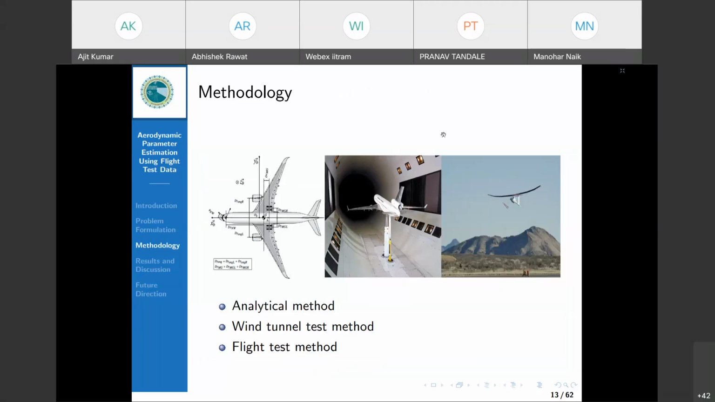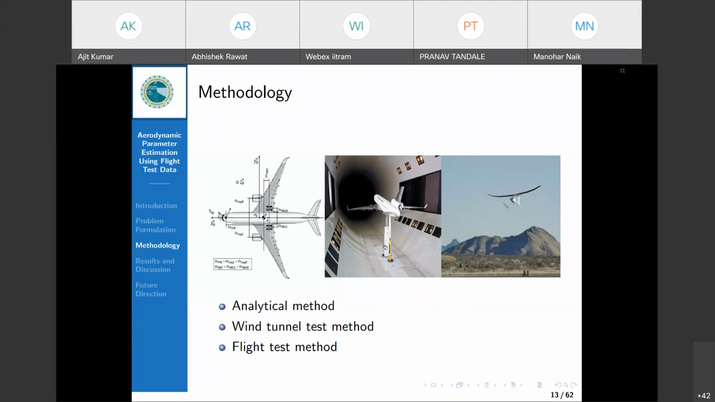So we have different approaches to solve this problem. The first one is the analytical method. Under this method, when we have details about the aircraft, meaning we know its geometry, we can get a first cut idea of the aerodynamic parameters. This is one of the simplest methods to do this analysis. The second one is the wind tunnel test method, which is also quite popular. In this, usually we scale down the aircraft. Suppose it's an unmanned aerial vehicle of small size, then we can put in a full scale model. After placing it inside the wind tunnel, we can derive these aerodynamic parameters.